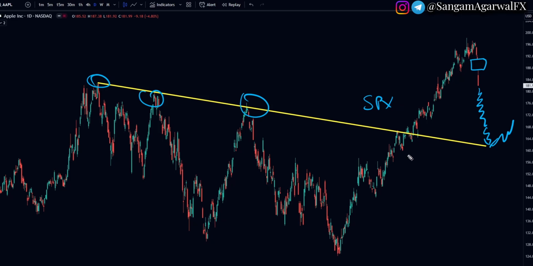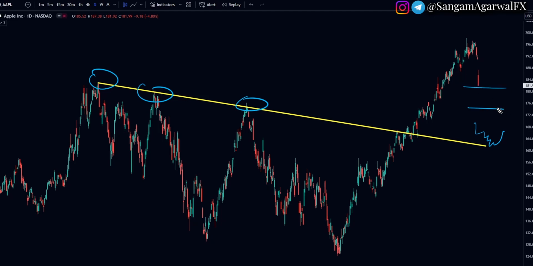So for SP 500 and NASDAQ direction, you can also watch this chart, because before this trend line retest, there is no big support, and the more it goes down, the more psychology will change.